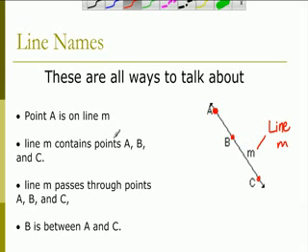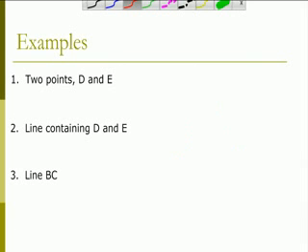We can also say line M contains points A, B, and C. Line M passes through points A, B, and C because it passes through those points. We can also say that B is between A and C. Okay, we can say line segment AB is on line M. We can say all of those. So those are just ways to identify points and lines.